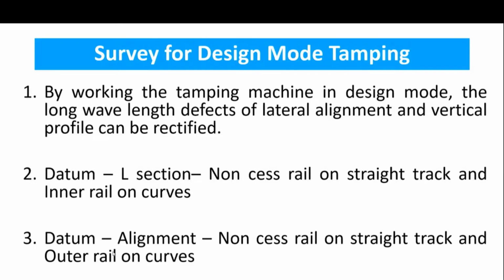Then for alignment, again the non-cess rail for the straight track, but the outer rail on the curves for alignment, whereas in case of vertical L section, the inner rail. The answer is obvious, because of the super elevation in case of curves, and all the measurement of alignment is done on the outer rail. That is why the datum for alignment is the outer rail.